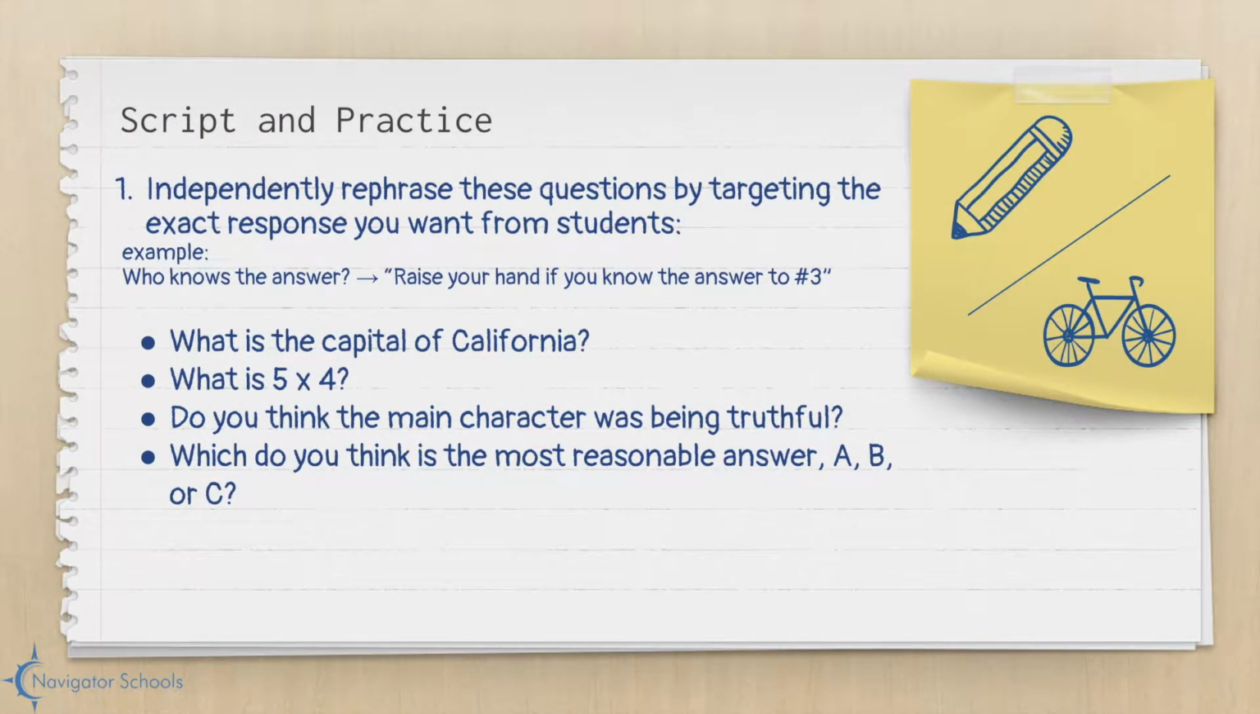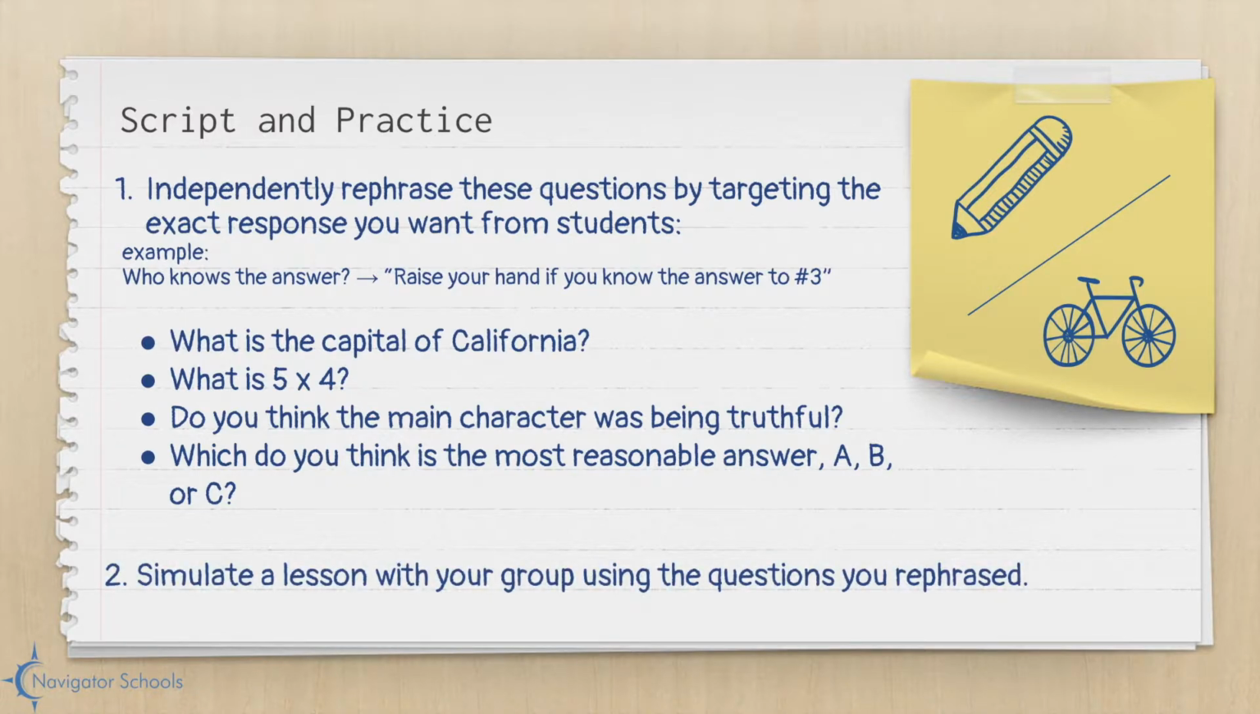For your practice session, rephrase the following questions by targeting the exact response you want from students in order to manage callouts. Pause this video to complete the activity. Now that you've rewritten those questions, simulate a lesson asking the questions that you rewrote with your group. Pause this video to complete each group member's lesson.